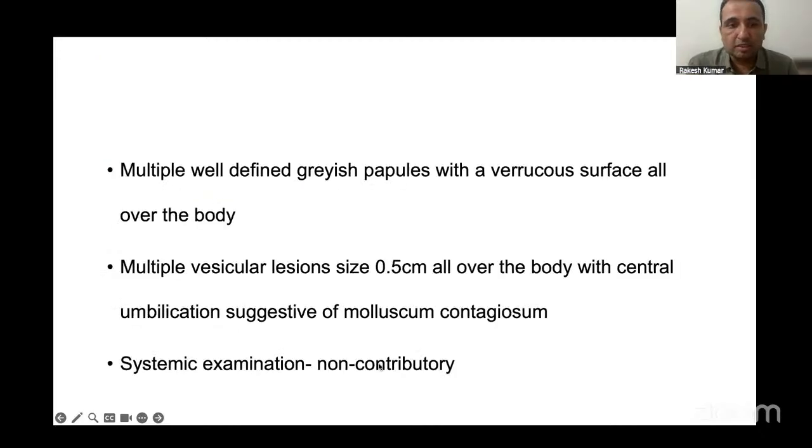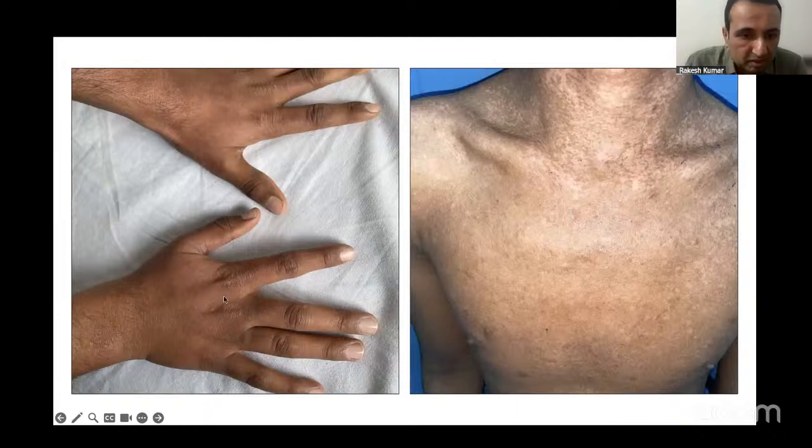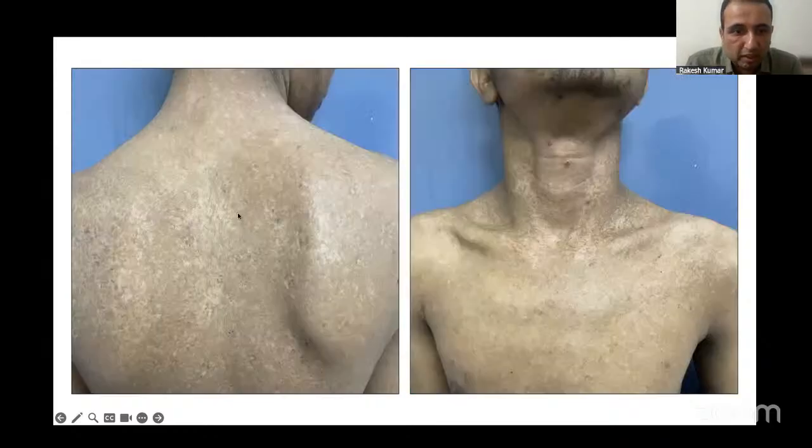On clinical examination, there were multiple well-defined grayish papules with a verrucous surface all over the body, and multiple vesicular lesions all over the body with central umbilication suggestive of molluscum contagiosum. So these are the photographs. These are very small lesions. If you can see, a few have central umbilications also, typically on the hand, and these are the small warty lesions all over the body.